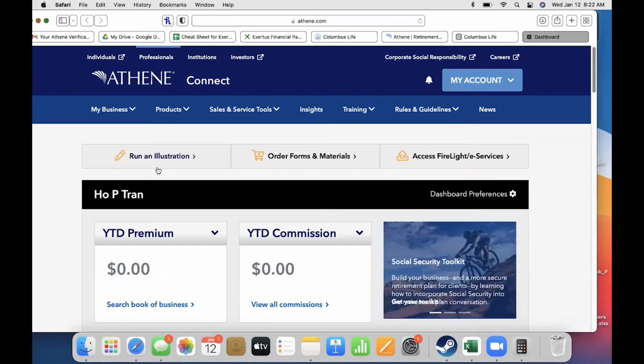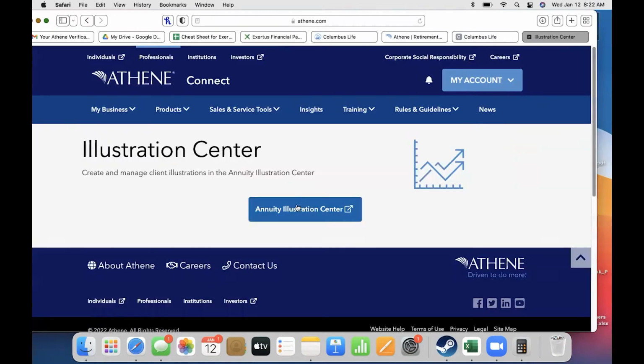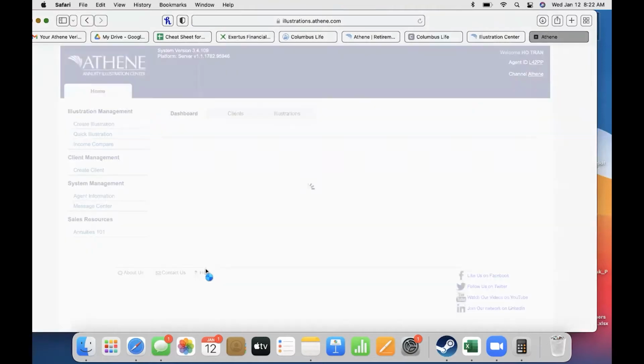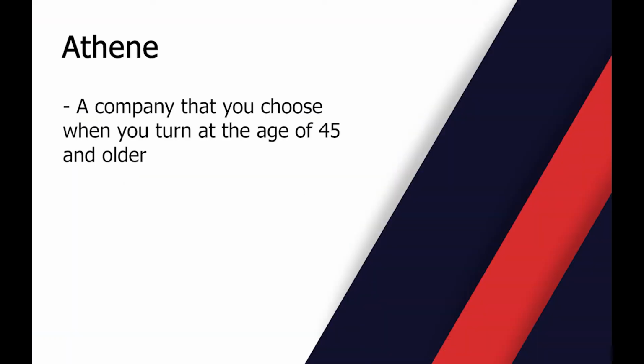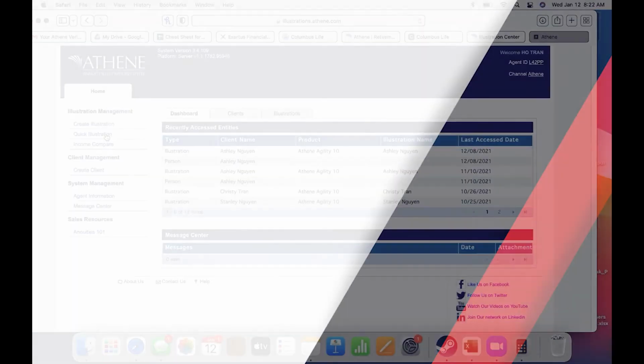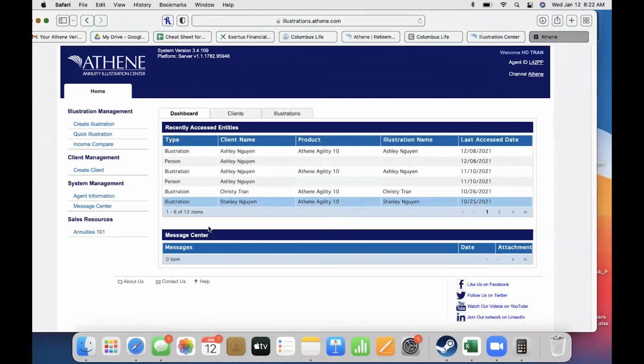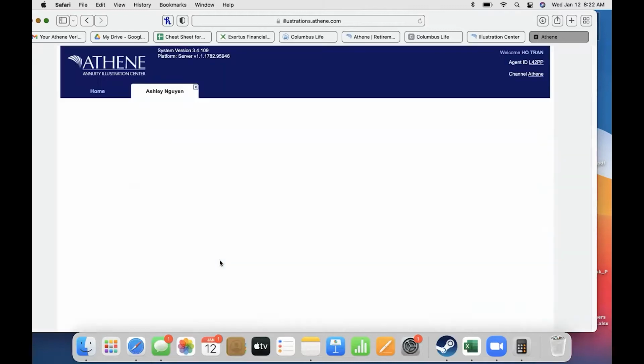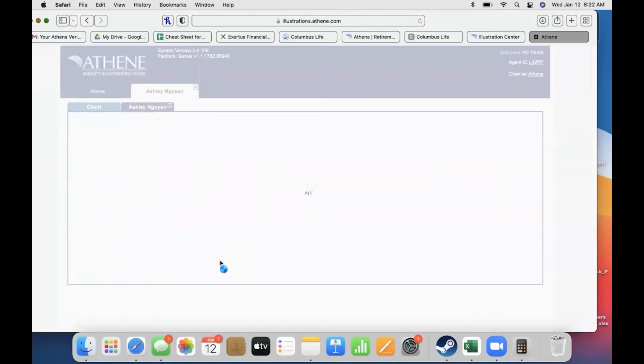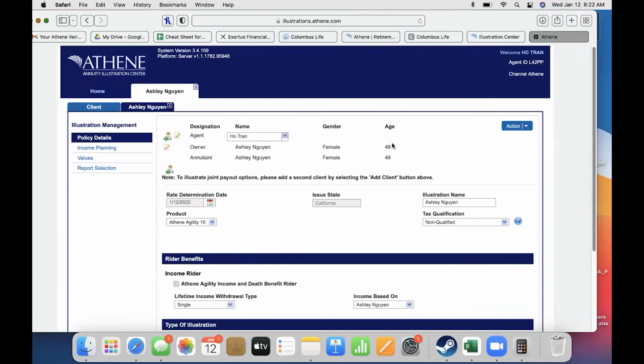Example on how to do it in the Athene annuity illustration. So run illustration, annuity illustration center. Athene is a company to choose when you're 45 and older. Okay, so here is someone, Ashley, a colleague's mother of mine. We're doing her annuity. She's 49.